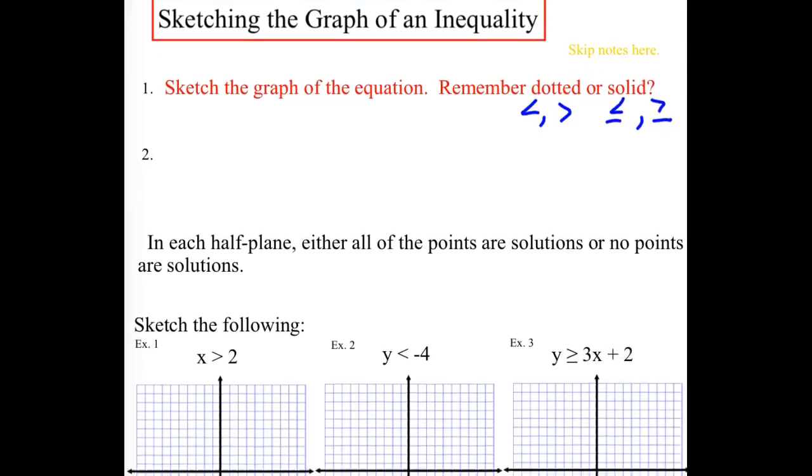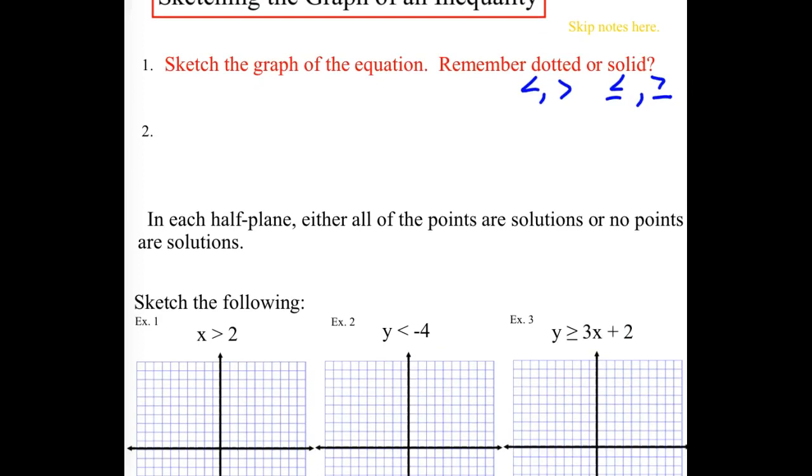What that's going to do, picture taking a coordinate plane and drawing a line through it. What we've done is we've created 2 what we call half planes. We've broken that coordinate graph into 2 parts. And what we have to do is figure out which part is the one we want. To do that, we are going to test a point.